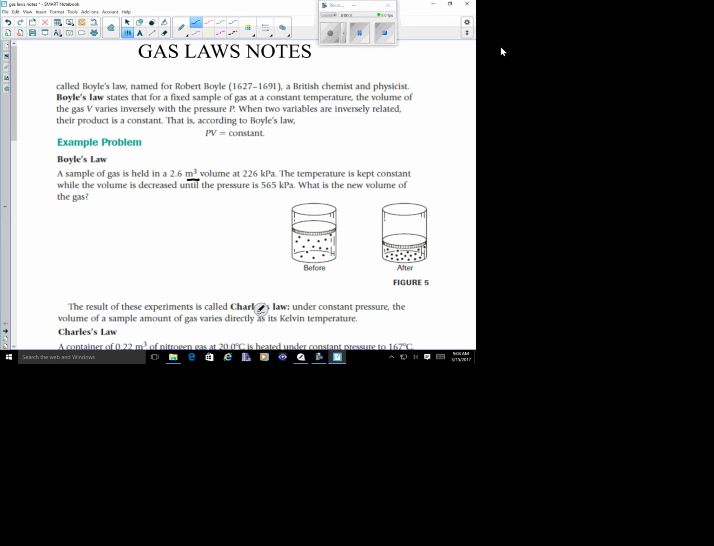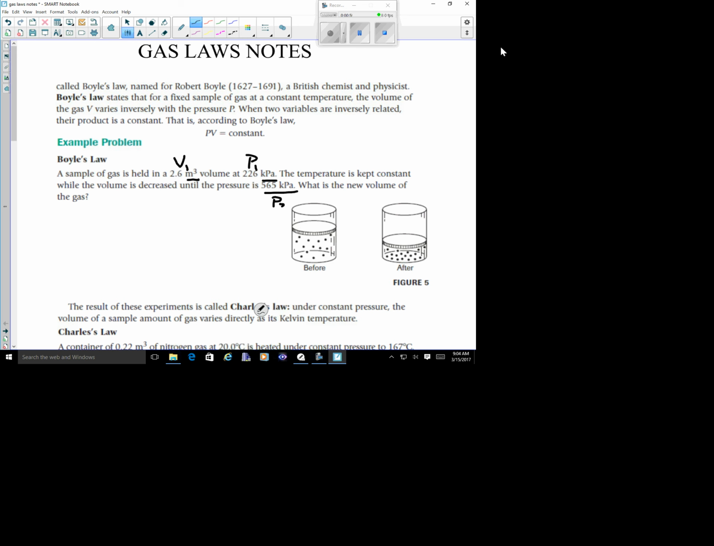Then it says at 226 kilopascals. We're going to get used to these new units. Pascals is a measure of pressure. So this is your first volume. That's your first pressure. Then it says the temperature is kept constant while the volume is decreased, the pressure goes down. So here they give you a second pressure here. And it wants to know what the new volume is.